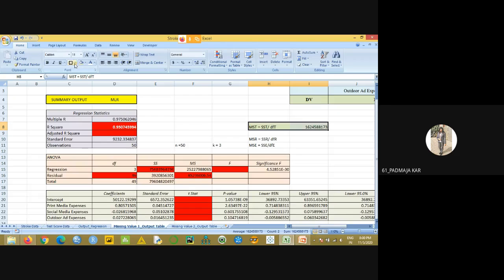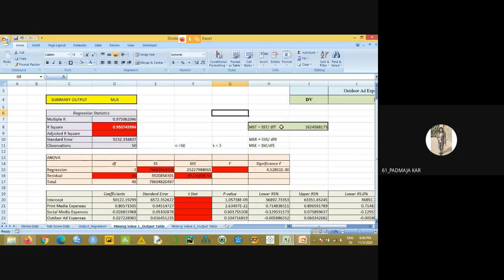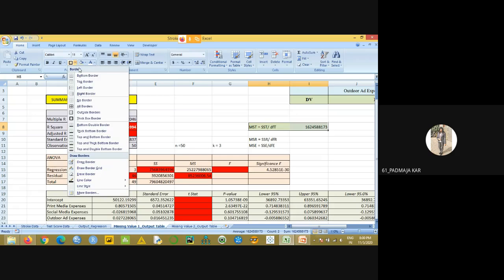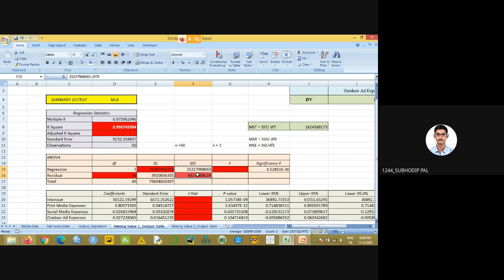Apart from this formula, any other formula to calculate MST? No, only this one. Don't add this one. SST we get by adding SSR and SSE, but don't add these for MST. You will not get the same value. Do you want to check? Let me check. The value is not the same, right? This is not the logic. We got SST using SSR plus SSE, but MST will not be obtained by adding MSE and MSR. You have to use this formula only: SST divided by the total degree of freedom.